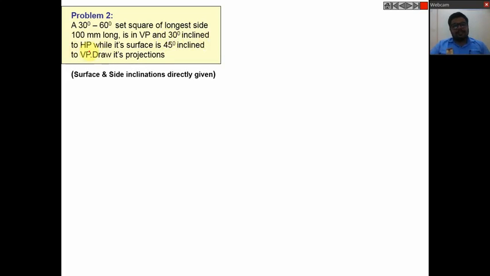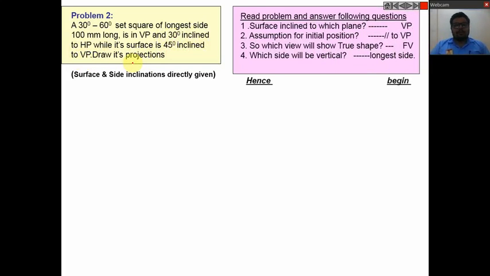So in the second step, we will give the angle with respect to HP, that is 30 degree, while its surface is 45 degree inclined to VP. So in the third step, we will give 45 degree with respect to VP. Draw its projections. So let us go through that.